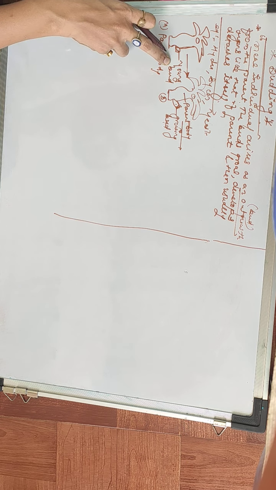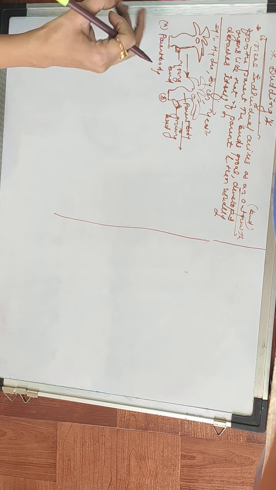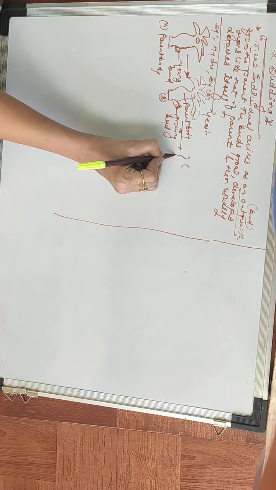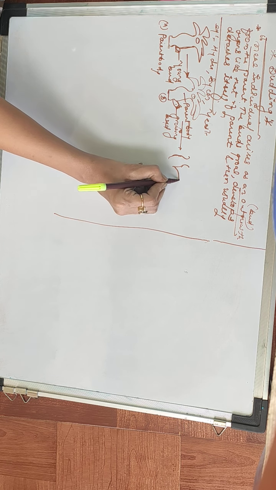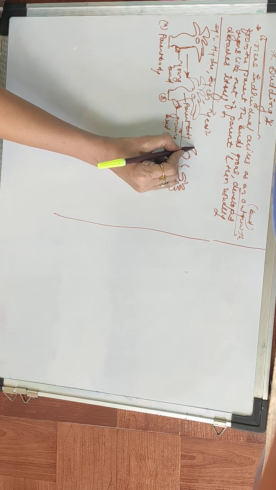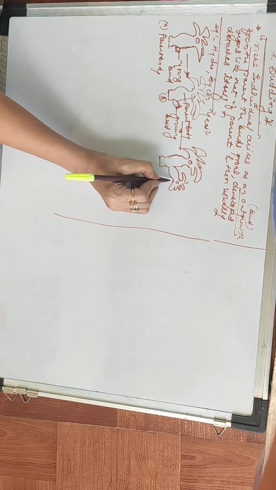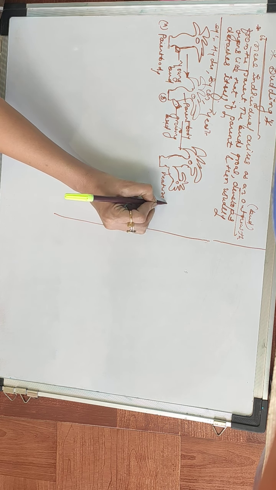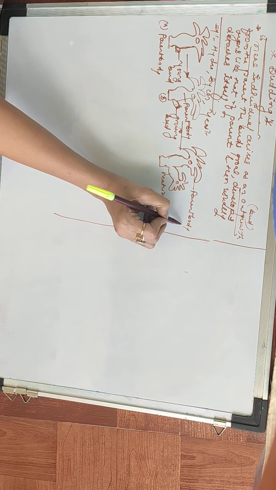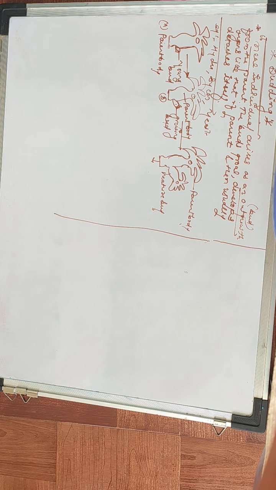Once the little outgrowth is formed from the parent's body, that outgrowth is known as a bud. Now this bud starts growing. Once they grow, these buds become matured and totally look like their parents. This is a matured bud, and this is a parent body. And what will happen finally? This mature bud detaches itself from the parent's body.